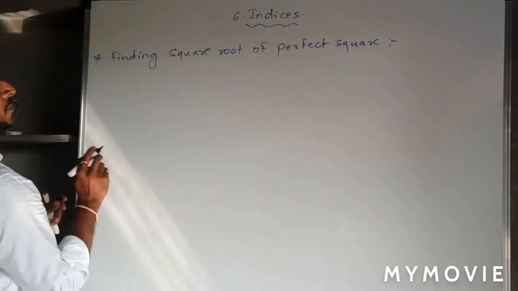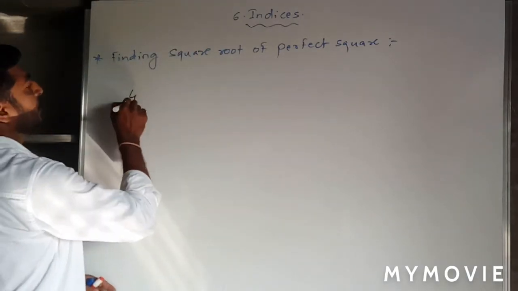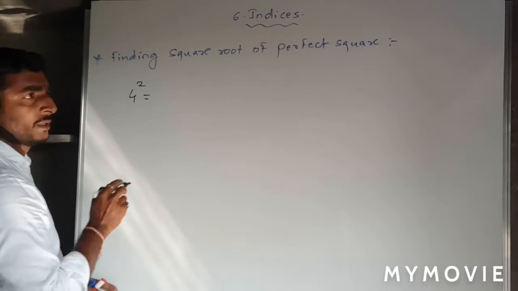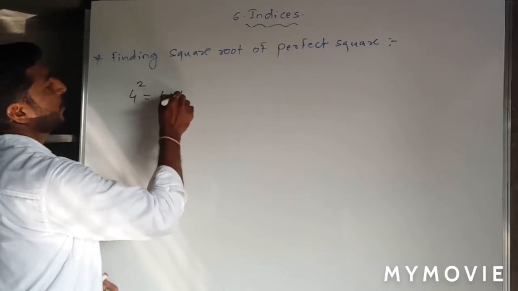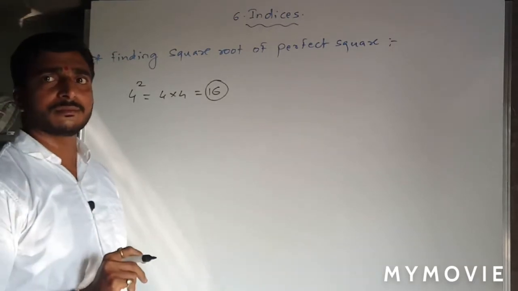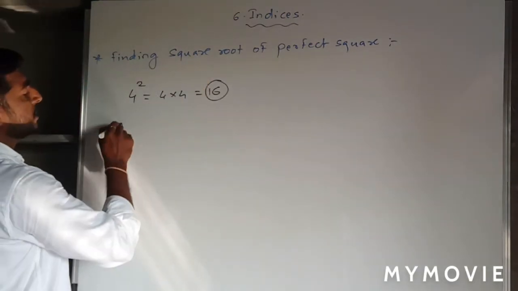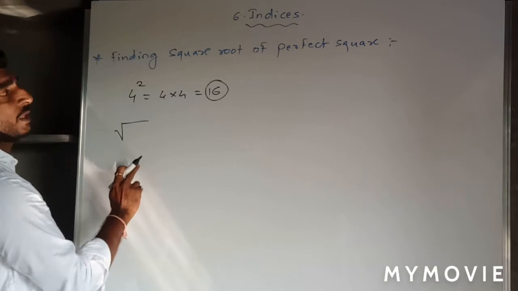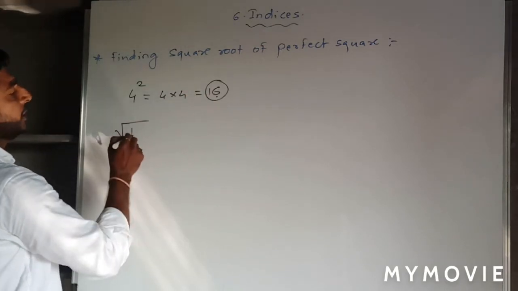So now when there is a perfect square, what is a perfect square? If you want to take the square of 4, what does this square of 4 mean? 4 into 4, that is equal to 16. So 16 is the perfect square of 4. And what does square root mean? Square root means use this sign. This sign is called square root. Square root of a perfect square, that is 16.